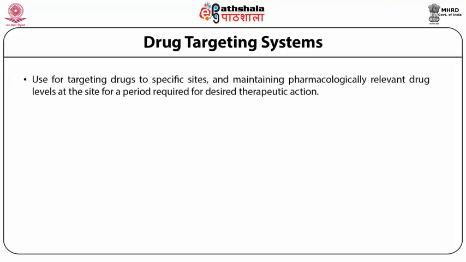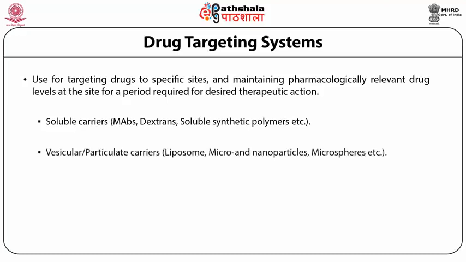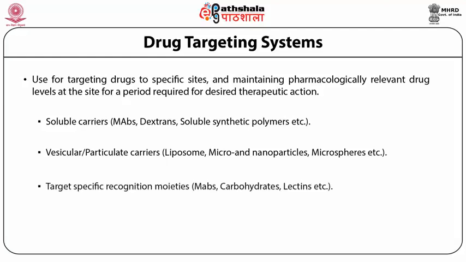Drug targeting systems. In the next slides, we will discuss the different systems that include some soluble carriers like monoclonal antibodies, MAbs meaning monoclonal antibodies, dextrans, soluble synthetic polymers, vesicular or particulate carriers like liposomes, nanoparticles, and target specific recognition moieties like again monoclonal antibodies, carbohydrates, lectins, etc.